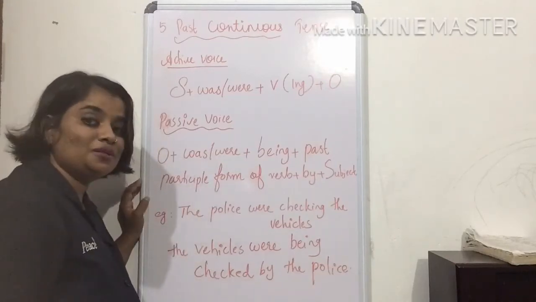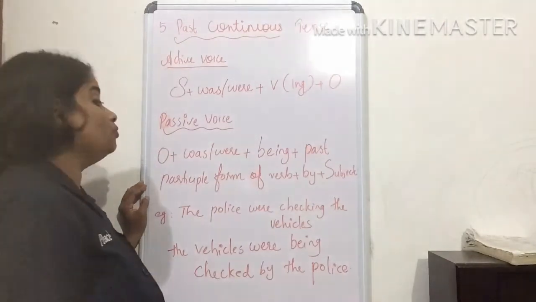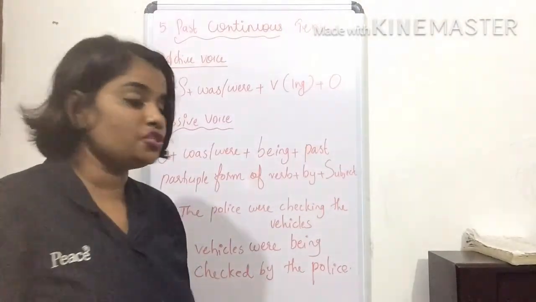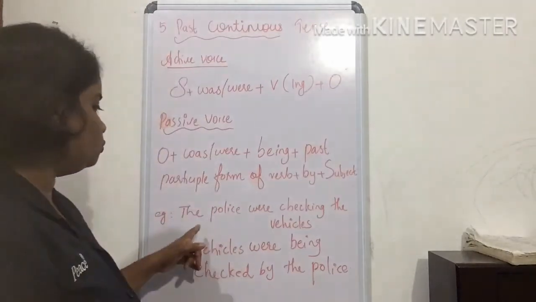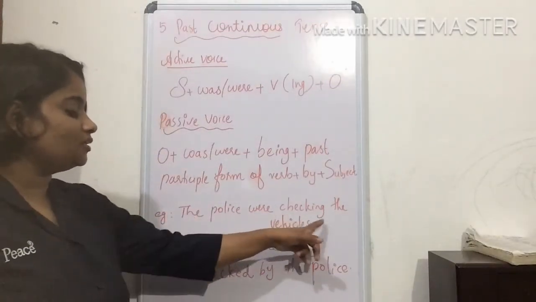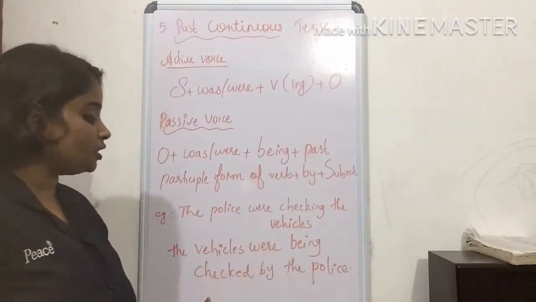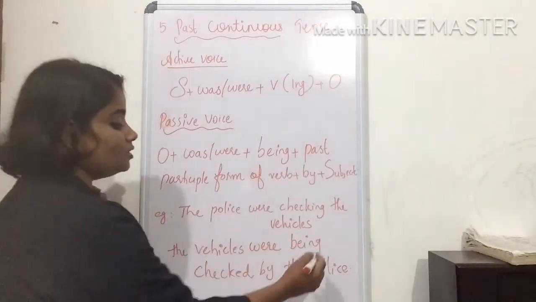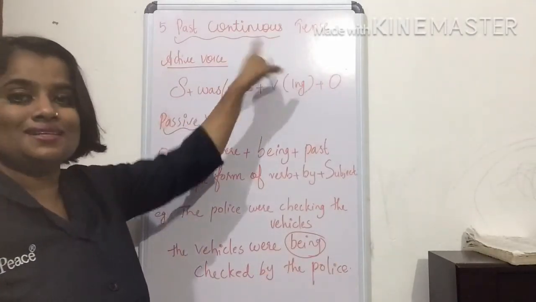My dear children, learn the structures very clearly, otherwise you can't do any transformation from active to passive voice. Once again I am going to repeat. The police were checking the vehicles. The vehicles were being checked by the police. Because why we are using being over here? Because it is a continuous tense.